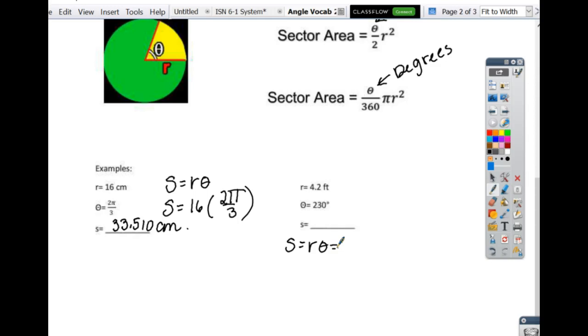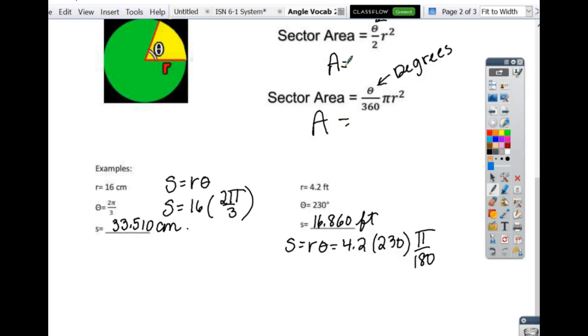Okay, so the radius is 4.2. My theta is 230. And I have to add the pi over 180 to multiply. And if you multiply, you get 16.860 feet. Because this one wanted S. S is the arc length, this is A.